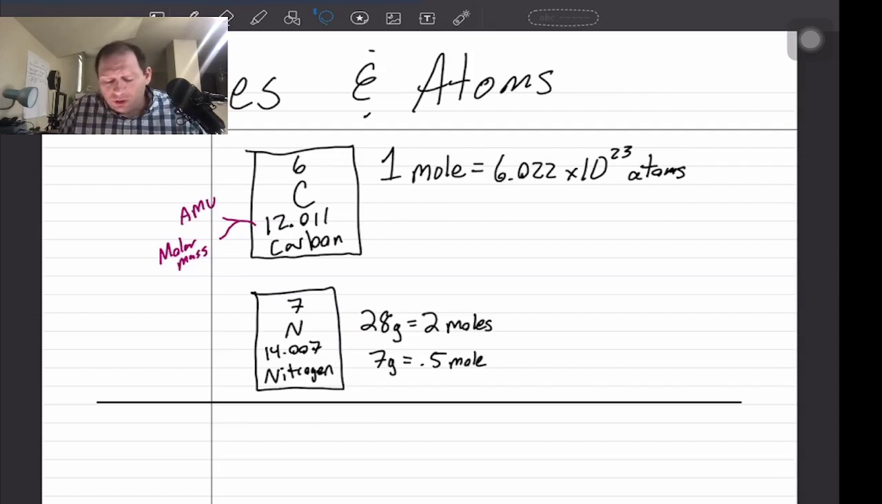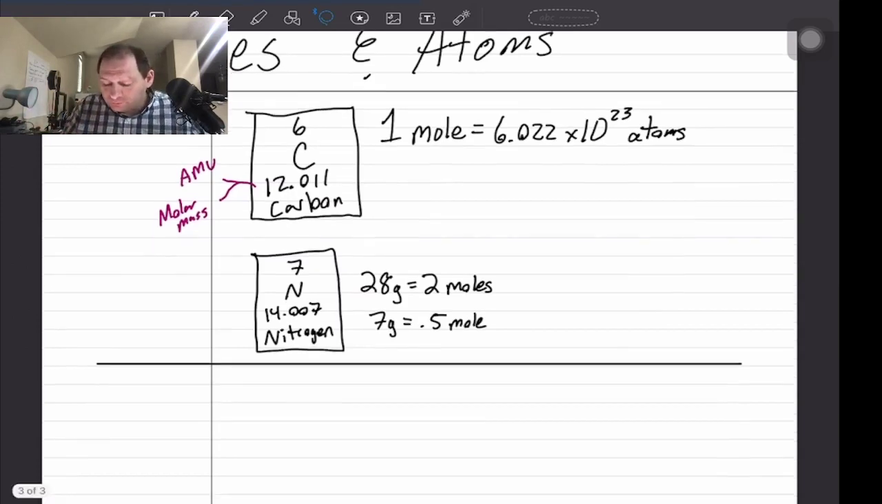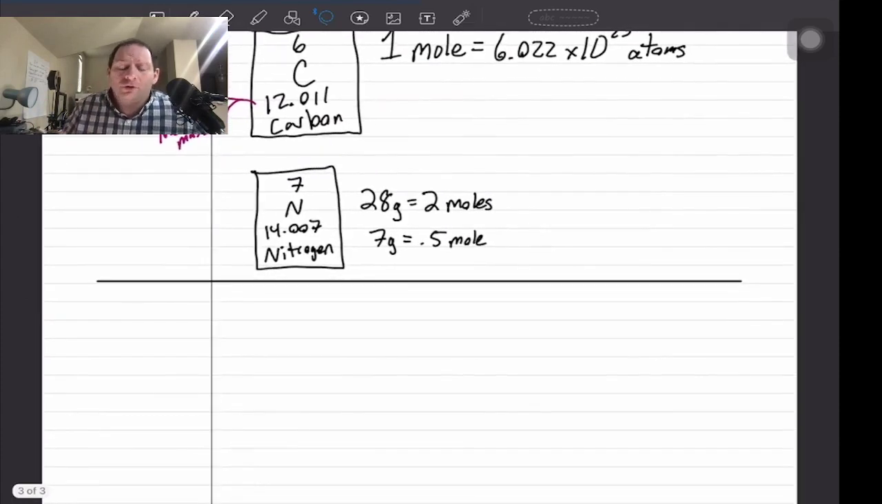Let's get started with part two. Part one we actually covered what is a mole. We're going to start getting ready to convert moles to grams, grams to moles, and to atoms. Before we do that, we need to talk about conversion factors.